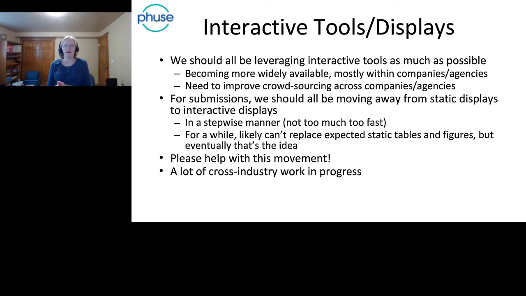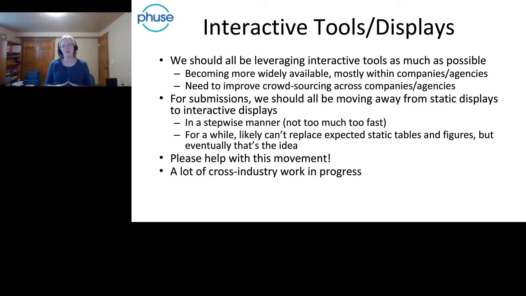Also, a little bit further behind for what people are doing internally, for submissions, we should start moving away from static displays to interactive displays, right? So we're just starting to get better at this, and we're more in the pilot stage, but we do have some examples of this, and there is an FDA project team working on this, interactive displays for submission purposes, or interactive tools, something like that, right? So there's a whole project working on this. And we might need to do this in a stepwise manner. We might not want to go too fast, too soon, because we want to keep things simple, and we don't want to put any particular submission at risk because we tried to advance this too soon.